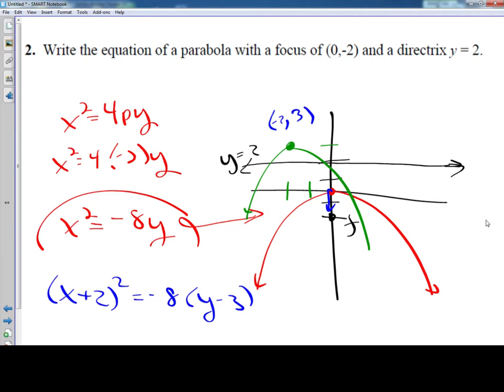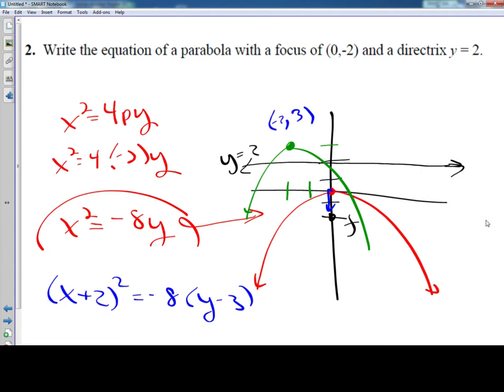This is still number 2. All I did was show you how you would translate a parabola. The red one is still x squared equals negative 8y. However, the green one would be the equation in blue. So for the translation, do you leave it like that equation or is there more? That's the equation right there. That's it? That's it.